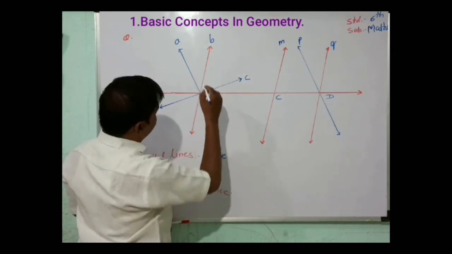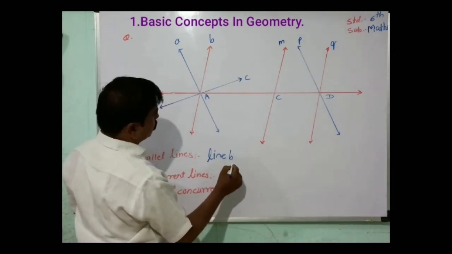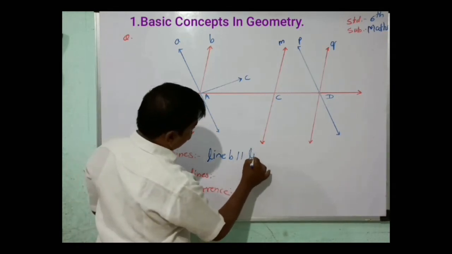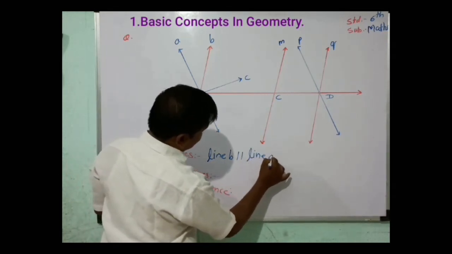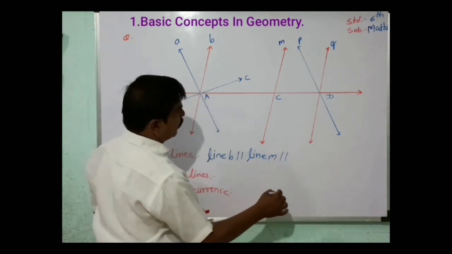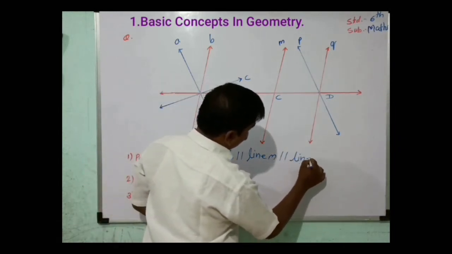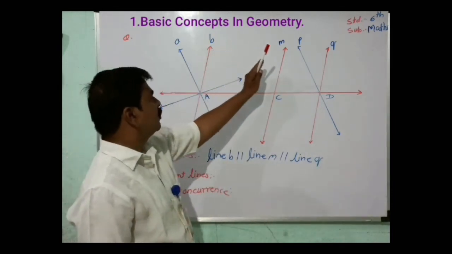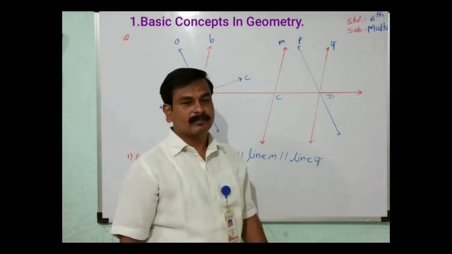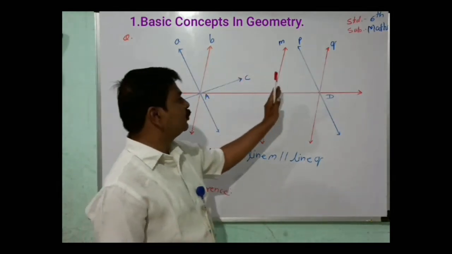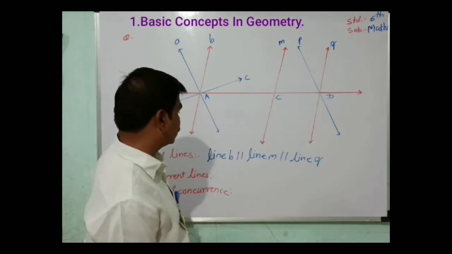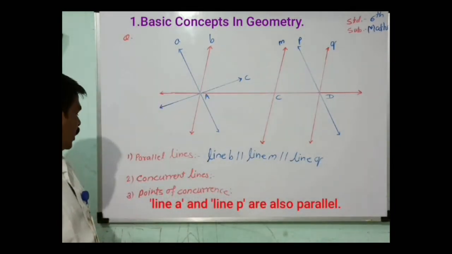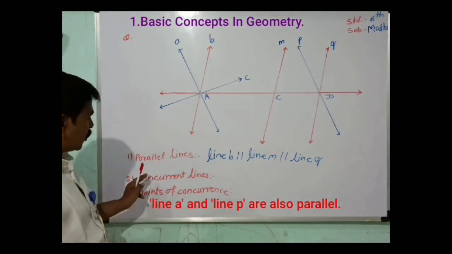Line B is parallel to line M, which is parallel to line Q. This is the sign of parallel. Lines which are drawn in red color are parallel to each other, or all these three lines are parallel to each other. Now we have to write the names of concurrent lines.